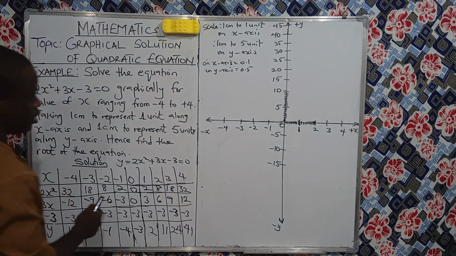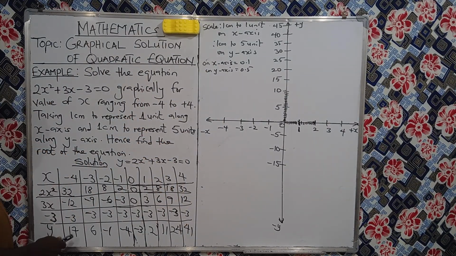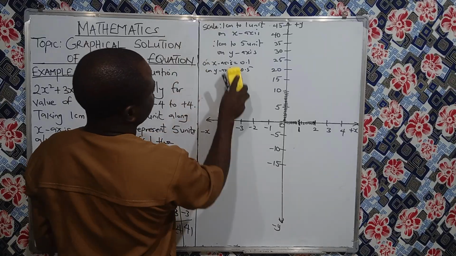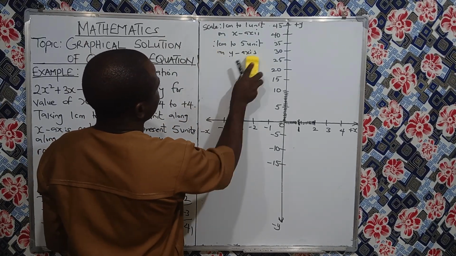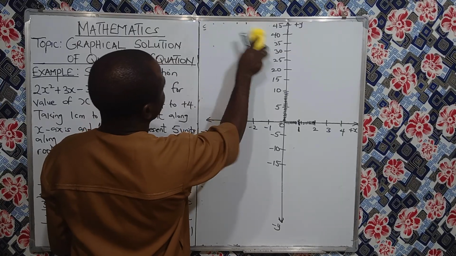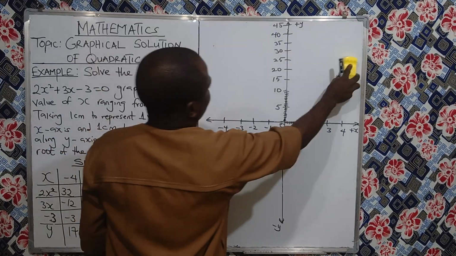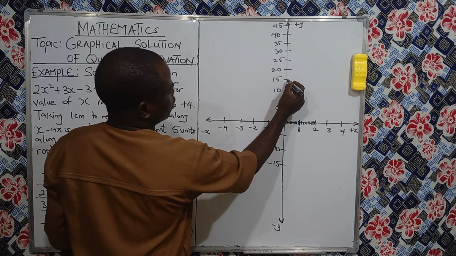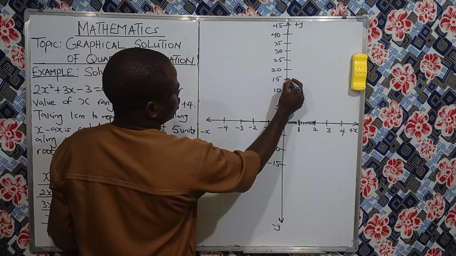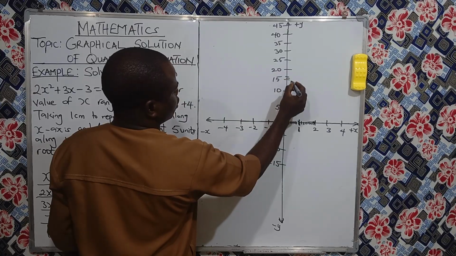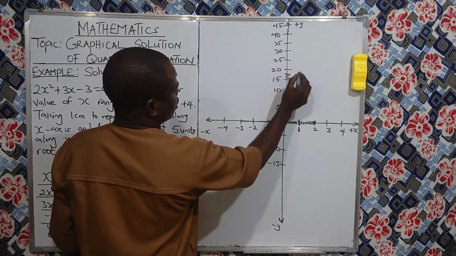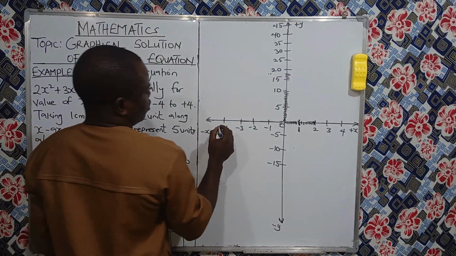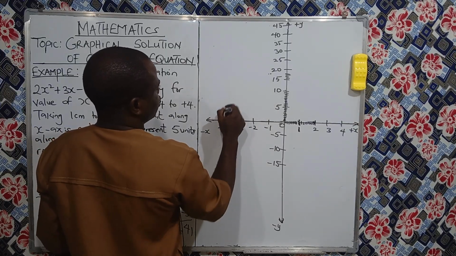I'll plot our graph. When x is minus 4, y is 17. Okay, we have known our scale. When x is minus 4, y is 17. That's 16, 16.5, 17. Okay, you now trace it. Each box is 0.5 on the y-axis, so trace it.